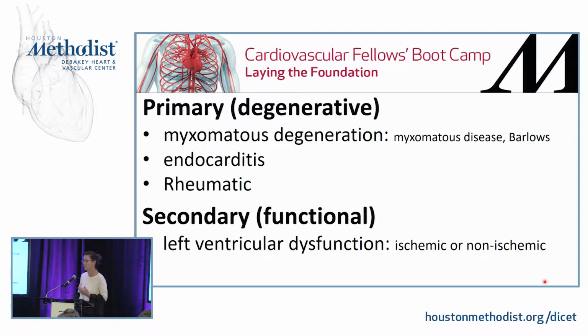So primary or degenerative mitral regurgitation can be due to a few things. One is myxomatous degeneration, which is basically fibroelastic disease.